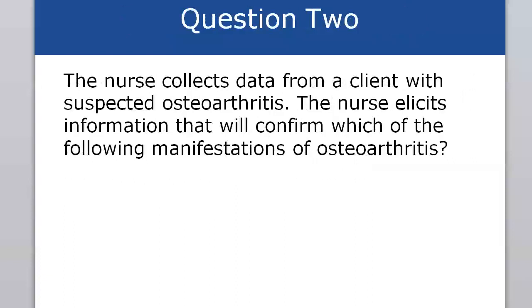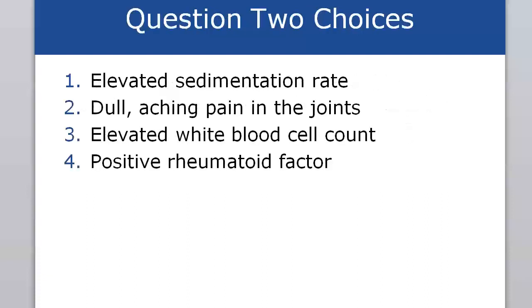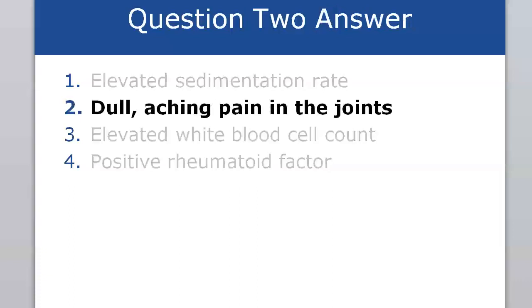All right, question 2. The nurse collects data from a client with suspected osteoarthritis. The nurse elicits information that will confirm which of the following manifestations of osteoarthritis. So what will you find with a patient who has developed osteoarthritis? Number 1, an elevated sedimentation rate, 2, dull, aching pain in the joints, 3, elevated white blood cell count, or 4, a positive rheumatoid factor. And the answer is number 2, a dull, aching pain in the joints.